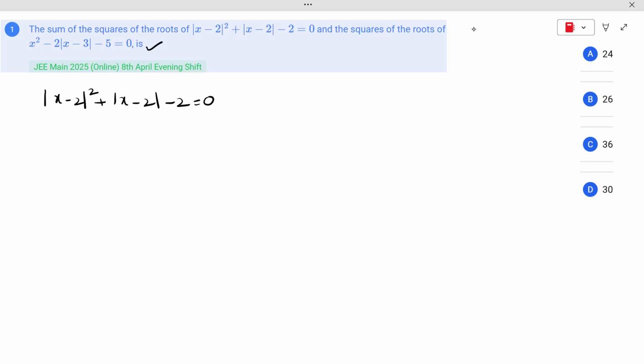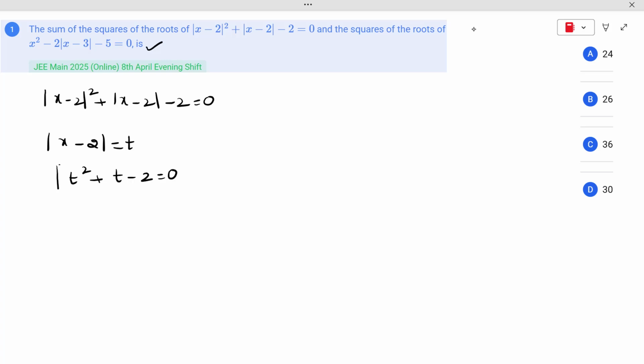Now this equation is not a simple quadratic equation. Even though it doesn't look like a quadratic equation, if you observe it properly, it is a quadratic equation. Sir, what are you talking, sir? I am not understanding how it is a quadratic equation. I will tell you. Let us make a simple substitution: |x - 2| = t. The equation gets converted into t^2 + t - 2 = 0.